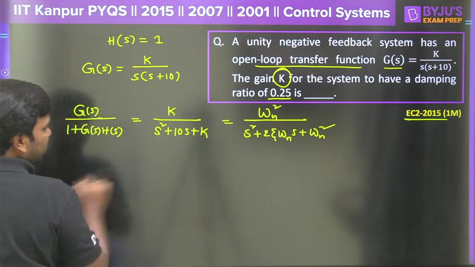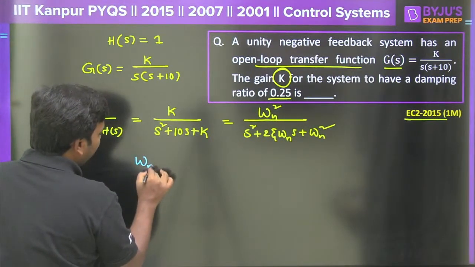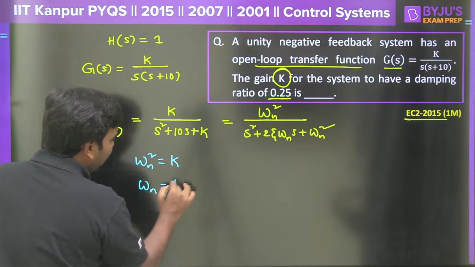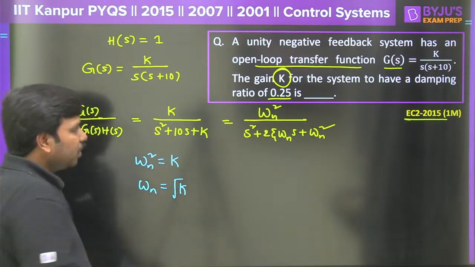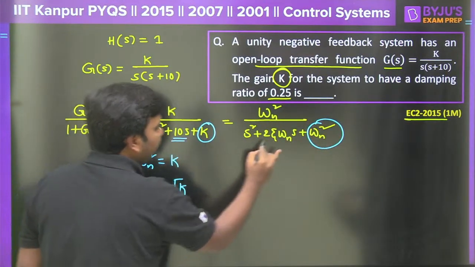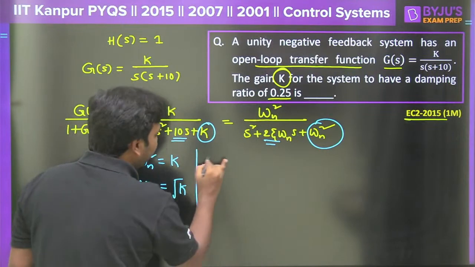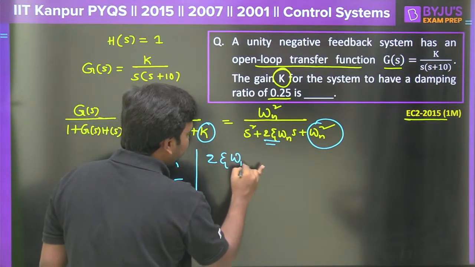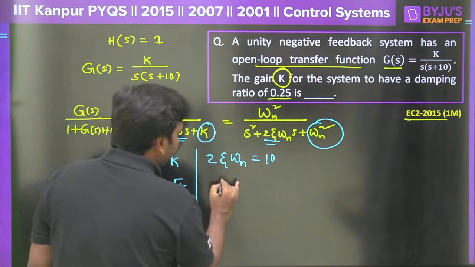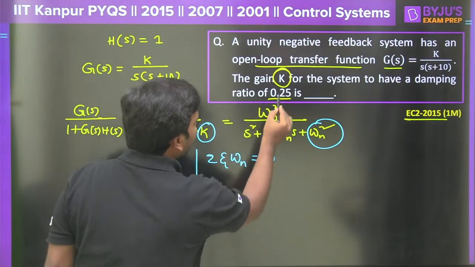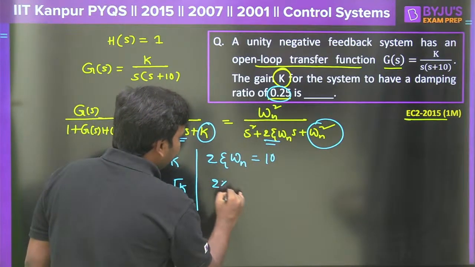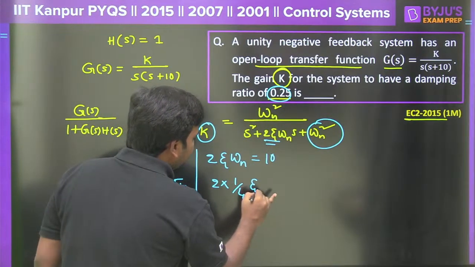Look at the beauty of this. When you compare both sides, omega n square is equal to k, of course, and omega n is equal to under root of k. Simple, right? Then you can compare this side with this side. So 2 zeta omega n, I can write down as 10. Easy, right? So then what is zeta? Zeta is given as 0.25, which means 1 by 4, right? So 2 into 1 by 4 into omega n.